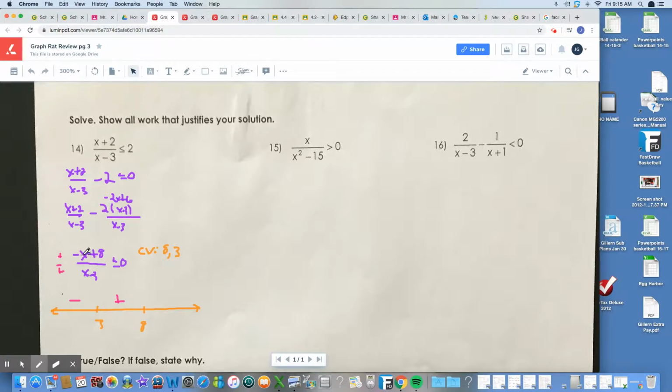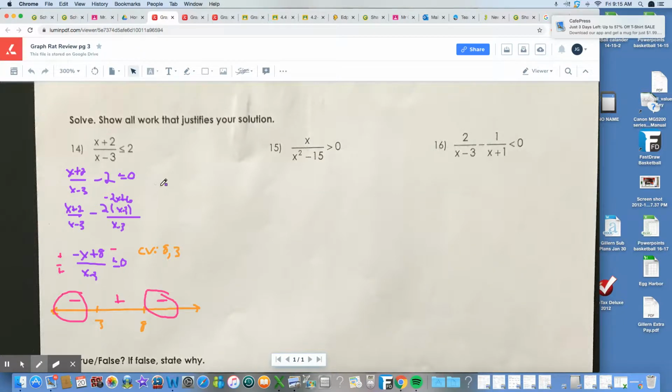If I plug in 10, it's negative 10 plus 8, which is a negative. And then I go 10 minus 3, which is a positive. Negative over positive is a negative. Okay. So now, since we are looking at where it's less than or equal to 0, I'm looking wherever I have the negatives.